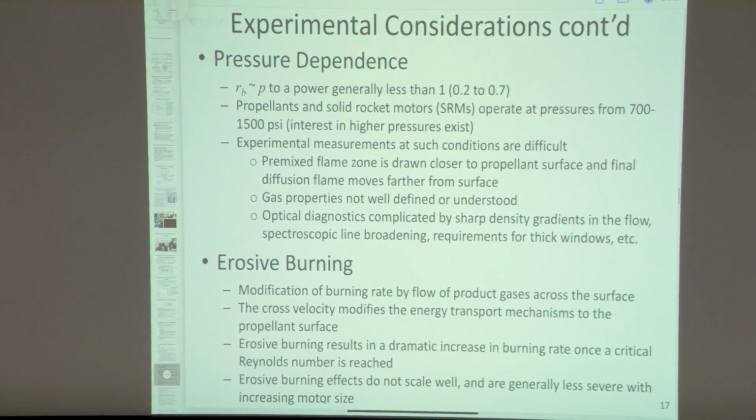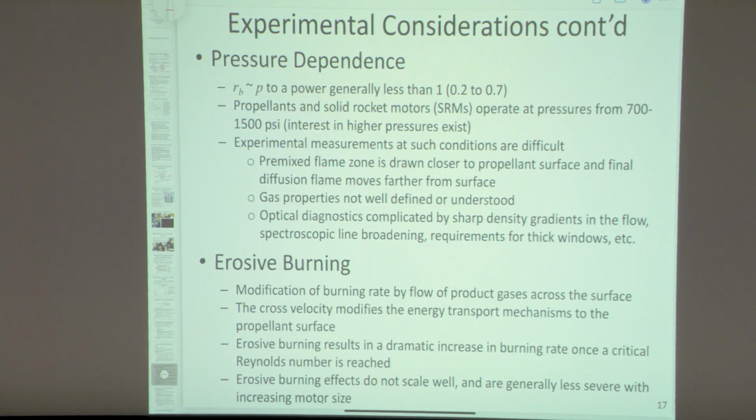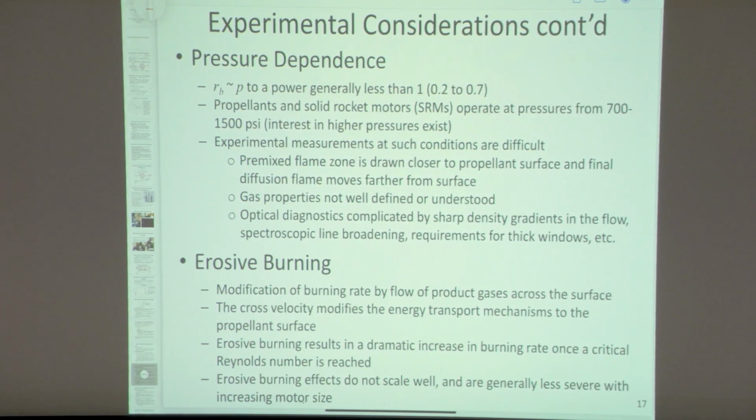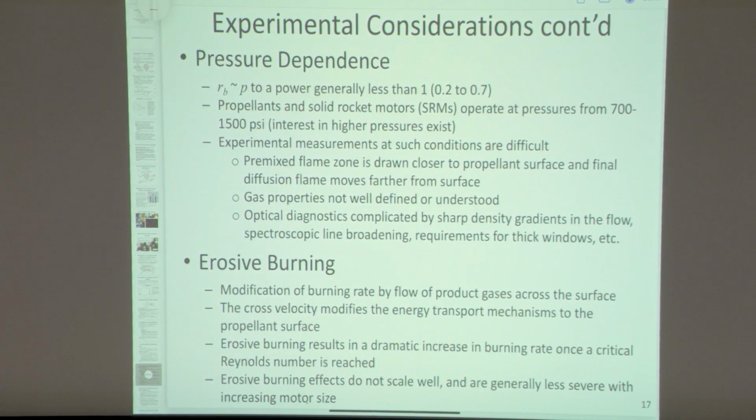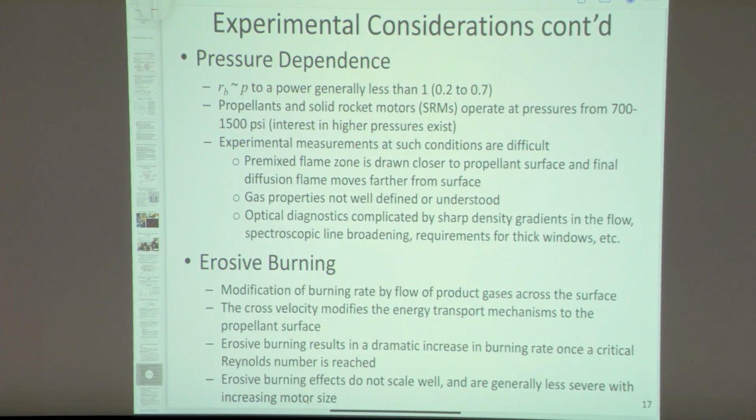Pressure dependence. RCP we know now is dependent on the pressure. You need to have this for a propellant less than 1, somewhere between 0.2 and 0.7. Propellants in solid rocket motors operate at pressures from about 700 to 1500 psi. There's a lot of interest in going to higher pressures as well.